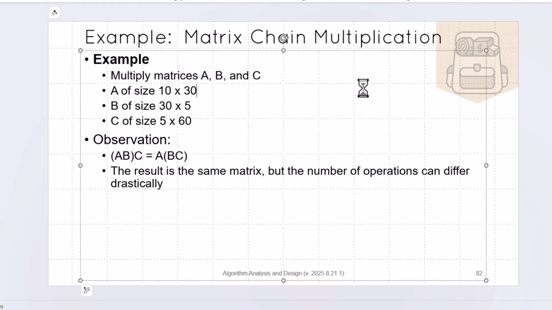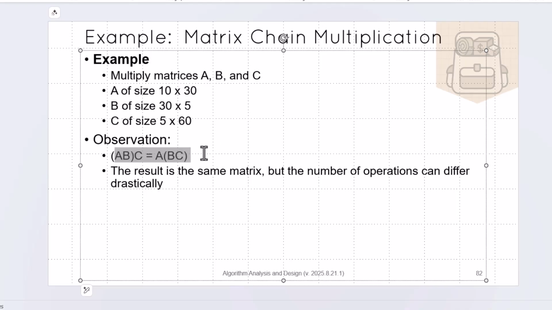If we want to multiply matrices A, B, and C, we have A of size 10 by 30, B is size 30 by 5, C is size 5 by 60. So we can multiply them. But does it matter if we multiply A by B first or B by C first? Obviously, A by C is not an option because 5 and 30 don't match. But can we group it with AB or do we group it with BC?